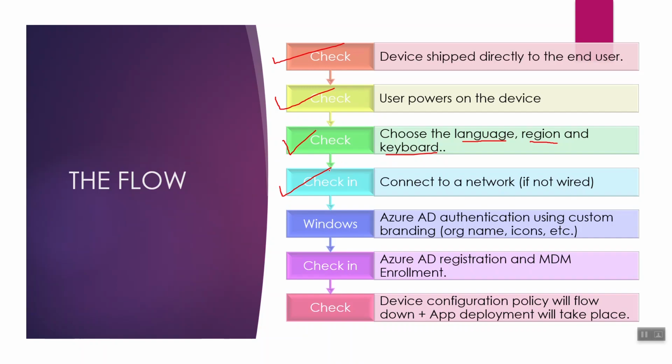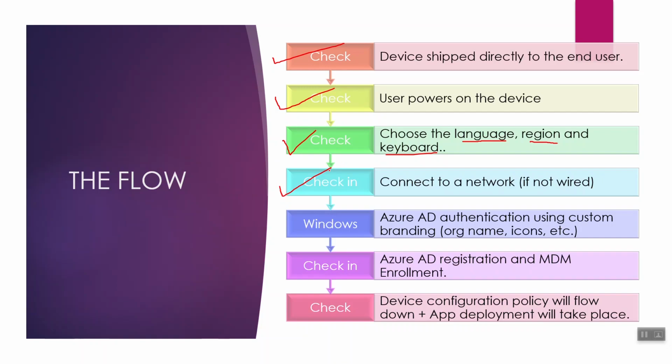Now the device realizes. How exactly it realizes, I'll show it to you. I'll describe that later on. But now the device is going to realize that it is an Autopilot device, and it is going to show a custom branding page which we have configured in the Azure AD. It will ask us for our credentials, our username and password. It's going to show our organization name in the custom branding page, just like we have configured it.